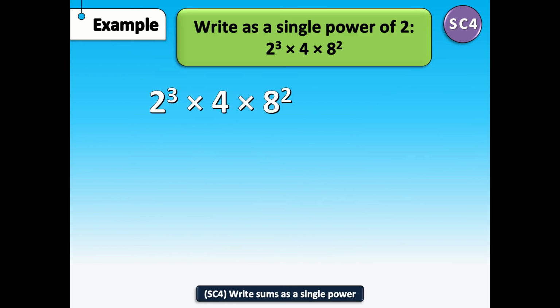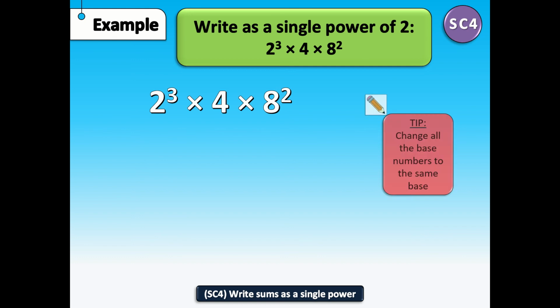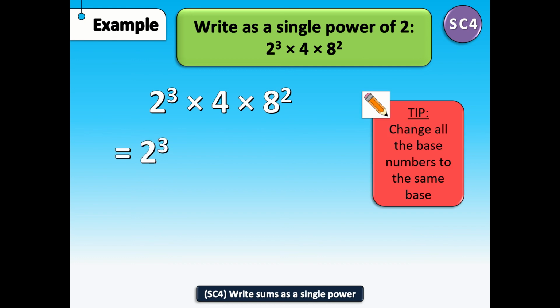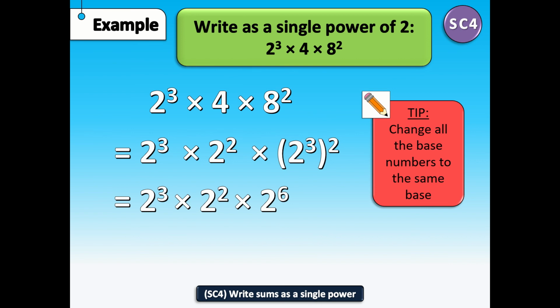So in this question, we want to write as a single power of 2. Now 2 to the power of 3 can stay the same. 4 is 2 to the power of 2, and 8 is 2 to the power of 3. So 8 squared can be 2 to the power of 3 squared. Now 2 to the power of 3 squared can be written as 2 to the power of 6 because we multiply the indices together. And then because we're multiplying all of these and the base numbers are all 2, we can add all the indices together. So 3 plus 2 plus 6, which is 11. So the final answer is 2 to the power of 11.